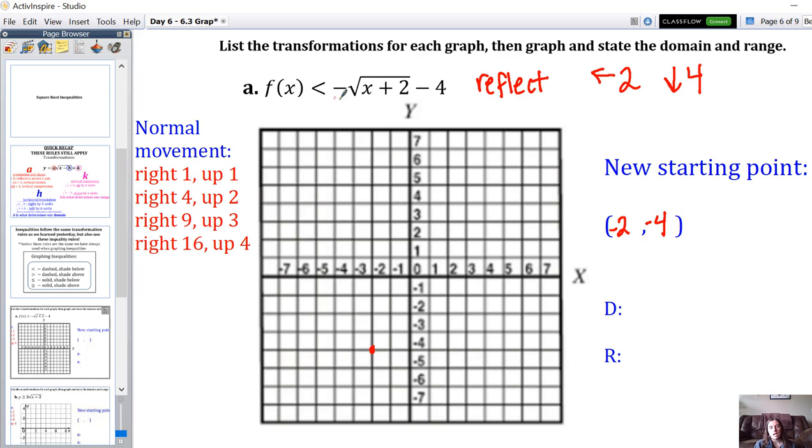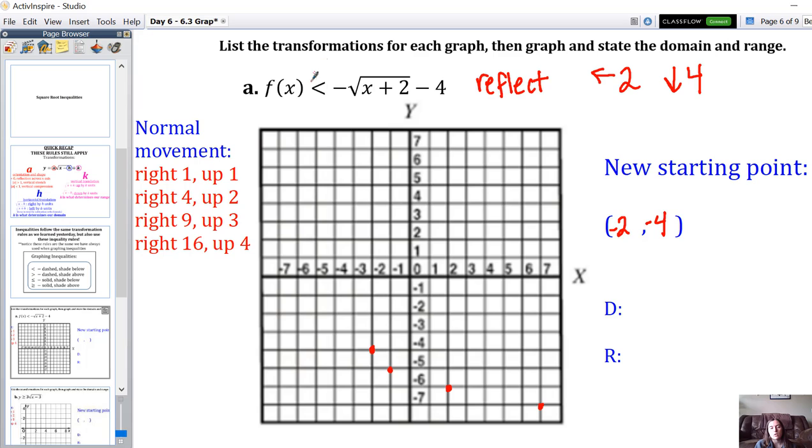Now, since we have this negative out front, all of these ups are going to change to downs, but since it's just a negative 1, the numbers aren't going to change. Now we'll be going to the right 1 and down 1, right 4, down 2, and so on and so forth. So from our starting point, right 1, down 1, right 4, down 2, right 9, down 3, and that's all I have room for.